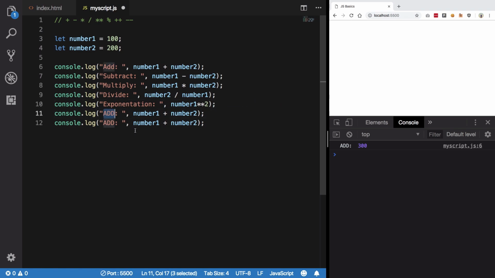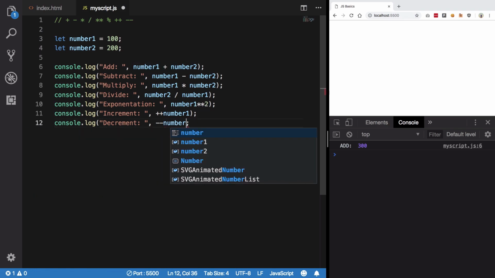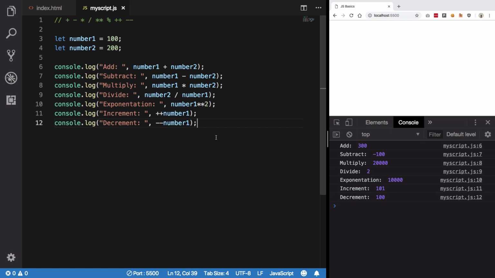We can also have an increment. What this means is you increment a number, and I'm going to get to post-increment and pre-increment in the next video. For now, I'm just going to keep it real simple. And I'm also going to show you decrement, minus minus number1 only, right? Hit save. Okay, so what do we have in here?